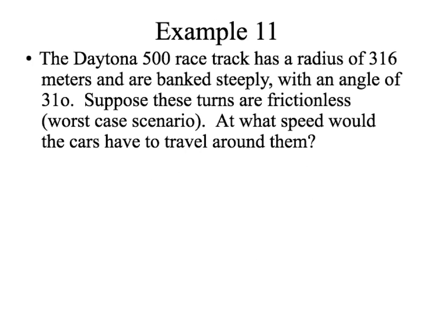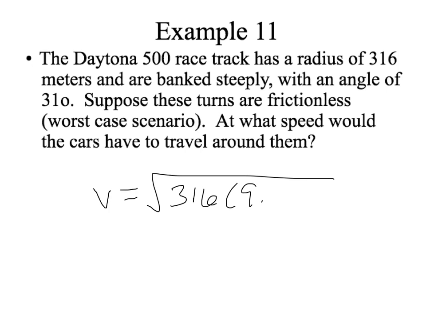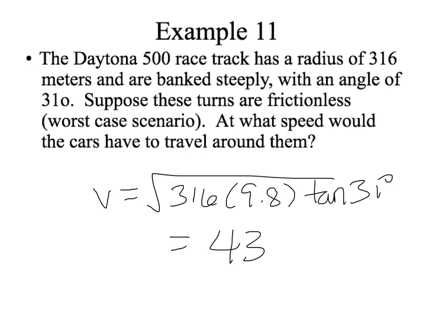So if we had a Daytona 500 racetrack with a radius of 316 meters, and we're going to bank it steeply with an angle of 31 degrees. Suppose the turns are frictionless. That would be the worst case scenario. At what speed would the cars have to travel around them? We would take the radius, 316, times 9.8 times the tangent of 31 degrees. They would have to take those turns at 43 meters per second.